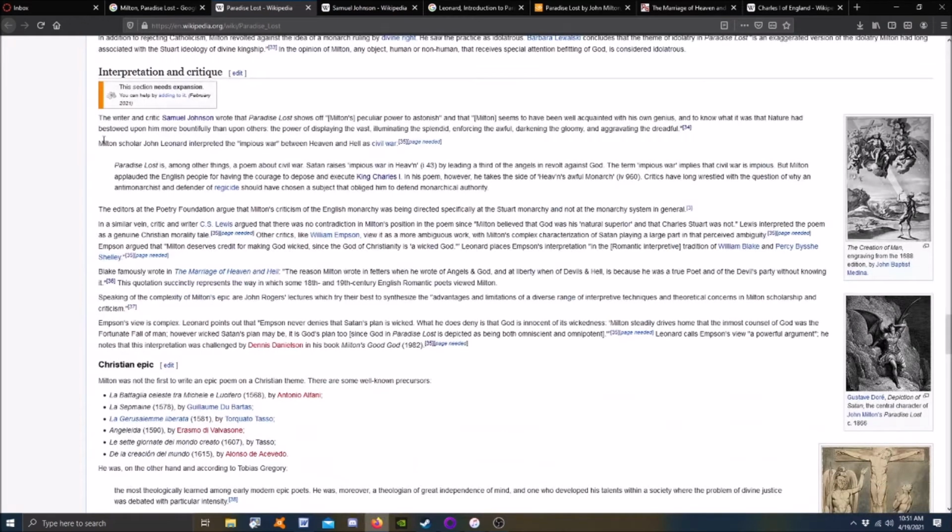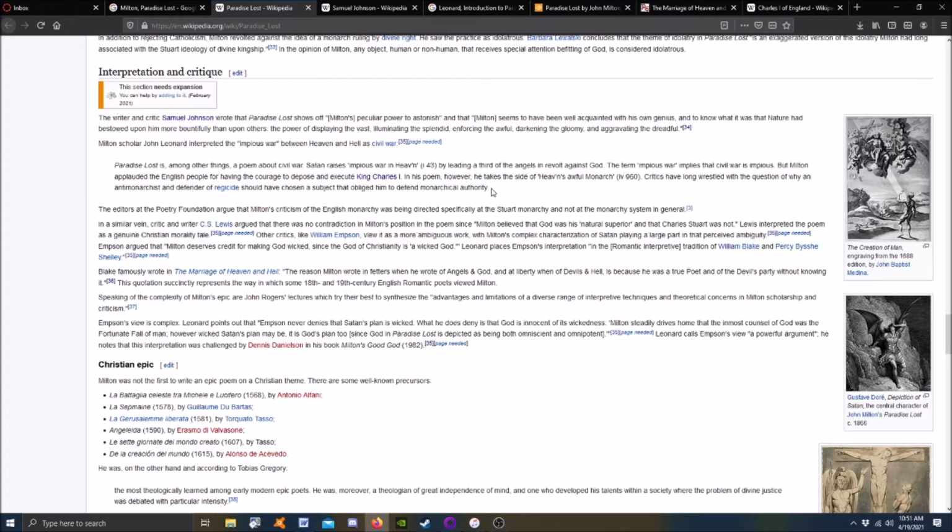Milton scholar John Leonard interpreted the impious war between heaven and hell as civil war. Paradise Lost is, among other things, a poem about civil war. Satan raises impious war in heaven by leading a third of the angels in revolt against God. The term impious war implies that civil war is impious, but Milton applauded the English people for having the courage to depose and execute King Charles I. In his poem, however, he takes the side of heaven's awful monarch. Critics have long wrestled with the question of why an anti-monarchist and defender of regicide should have chosen a subject that obliged him to defend monarchical authority.